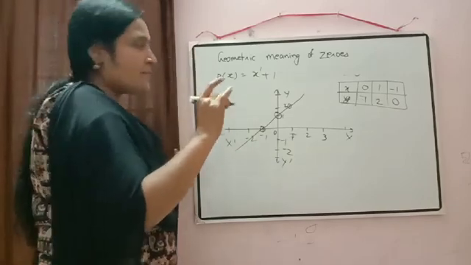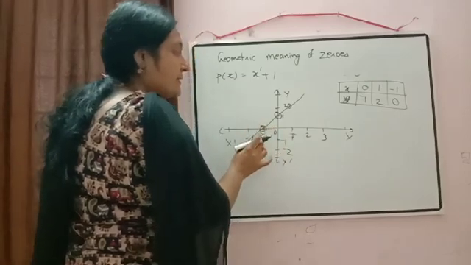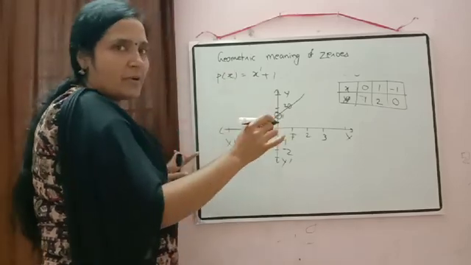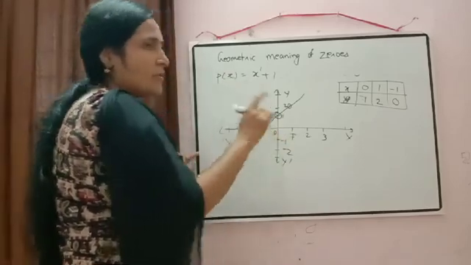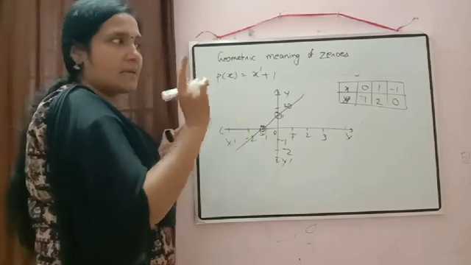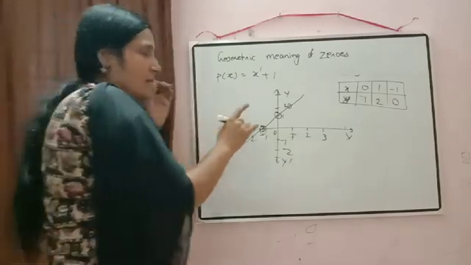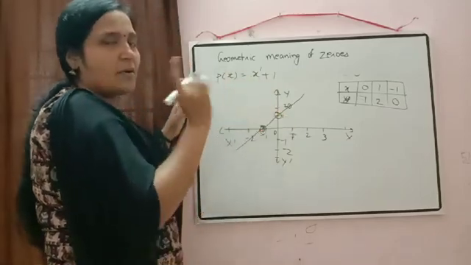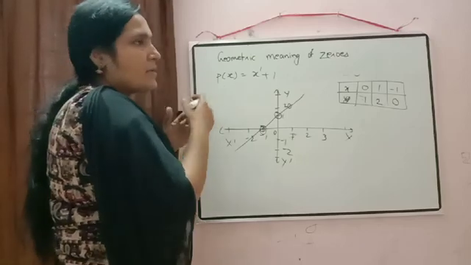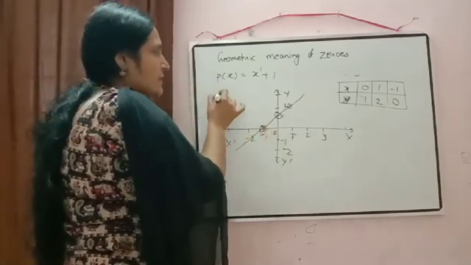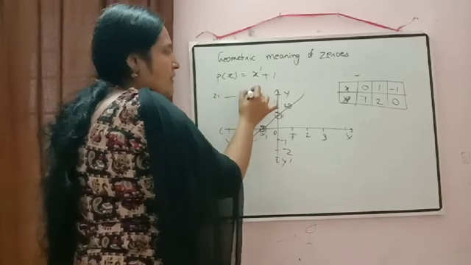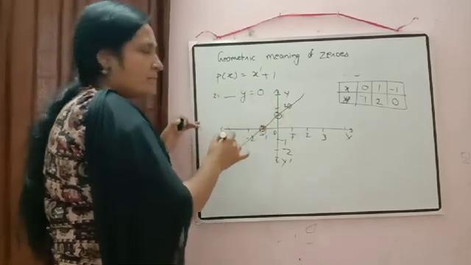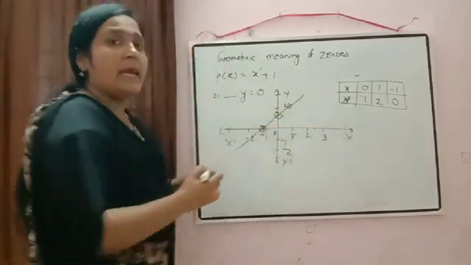Now just check how many times the polynomial intersected the x-axis. Once only, correct? It is intersecting the x-axis at this point. So when we are finding the zero of a polynomial, it will intersect the x-axis, because zeros of the polynomial means the point on the x-axis which makes the polynomial equal to 0. When we substitute x is equal to something, the value of P of x will be equal to 0, which means all such points will come on the x-axis only.